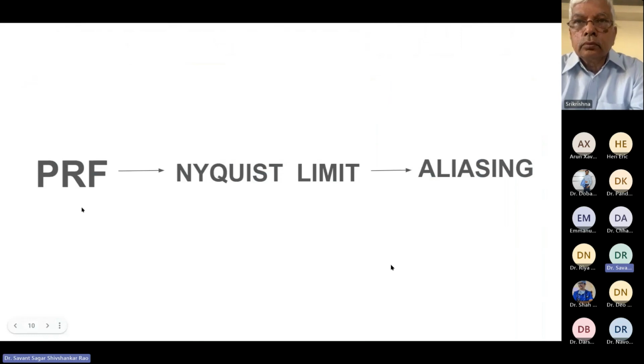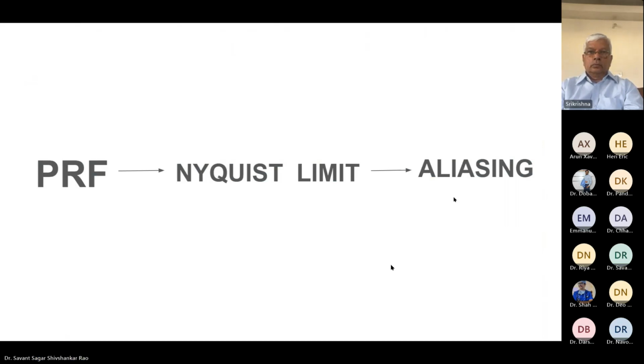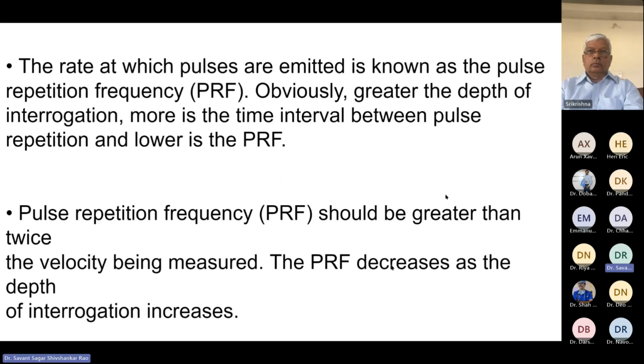We will further understand these three concepts sequentially. First, pulse repetition frequency, then the Nyquist limit, and then aliasing. The rate at which the pulses are emitted is known as the pulse repetition frequency. Obviously, the greater the depth of interrogation, the more the time interval between the pulses, and the lower the pulse repetition frequency. Pulse repetition frequency should be greater than twice the velocity being measured. So the pulse repetition frequency decreases as the depth of interrogation increases.